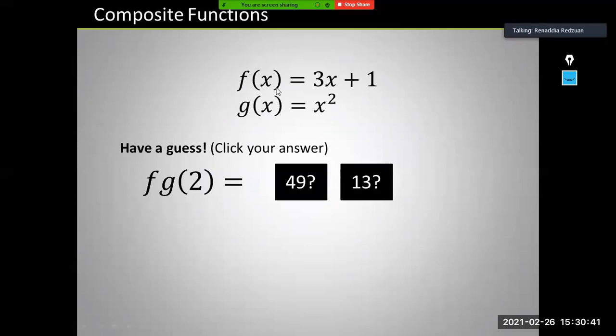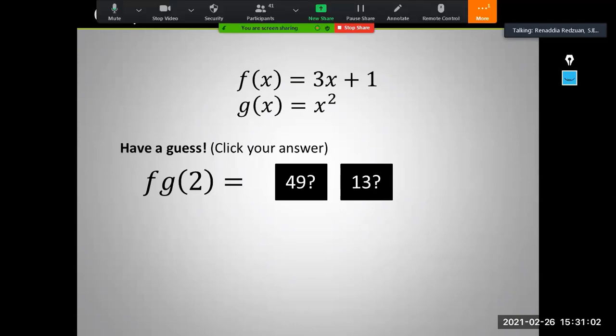Okay, we have function f equals 3x plus 1, function g is equal to x squared. If I have fg(2), what will be the answer here? Which function we have to do first? F or g? G. Okay, g, then you apply the 2 into g.